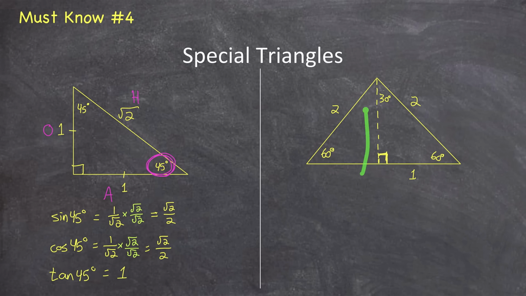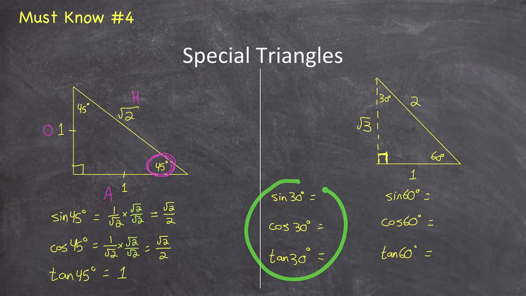Now, I don't actually need the left half of this triangle, so I'm going to erase it. And then I could use Pythagorean theorem to solve for that side, and I would find out its length is equal to the square root of 3. And now I notice there are two angles in here that I could find the exact values of their sine, cos, and tan ratios.